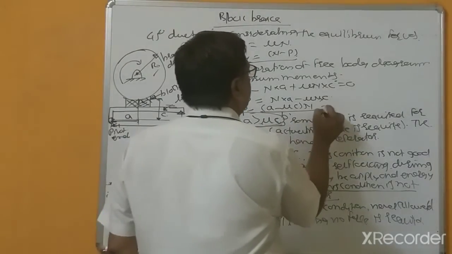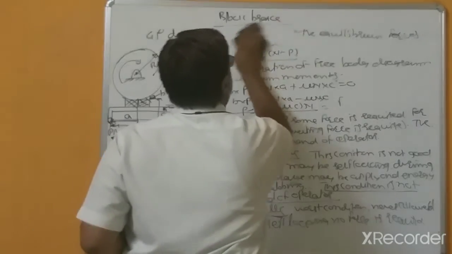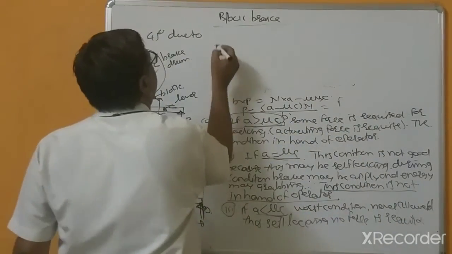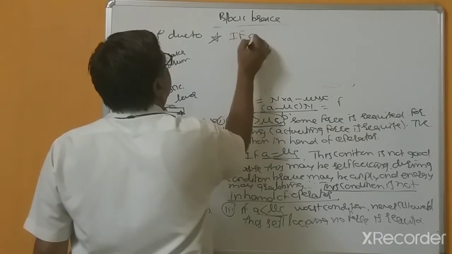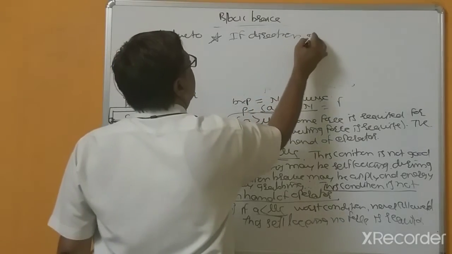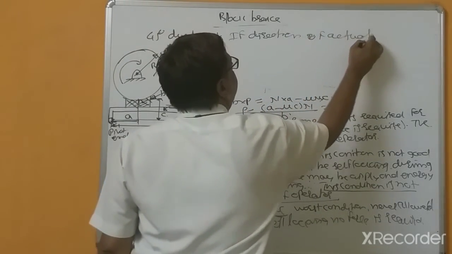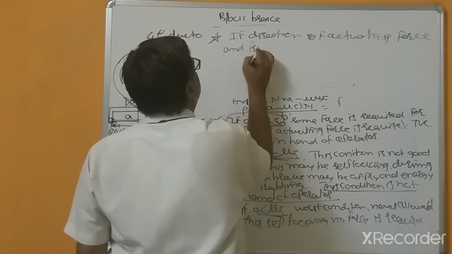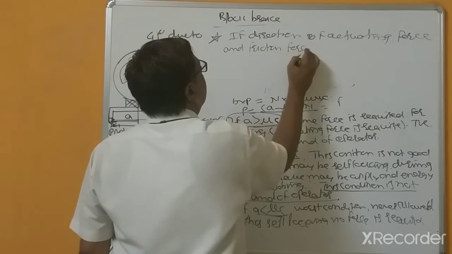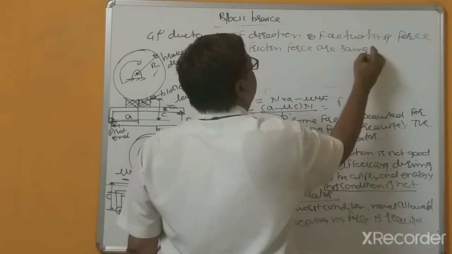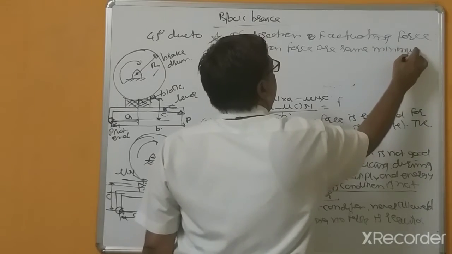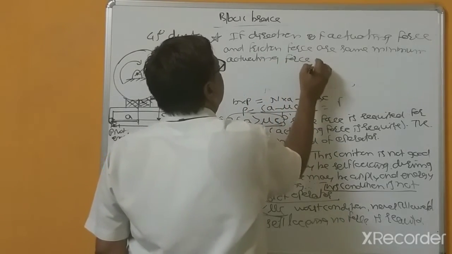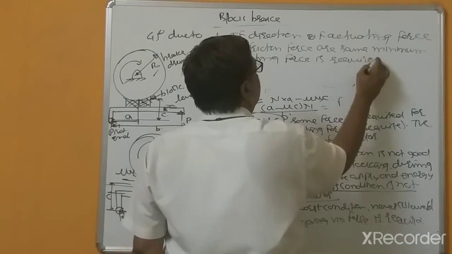So you can say, in conclusion, if the directions of actuating force and friction force are the same, minimum actuating force is required.